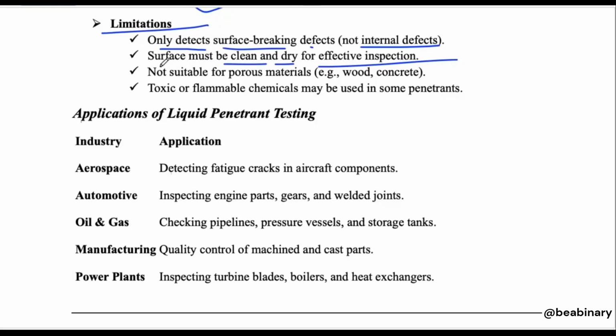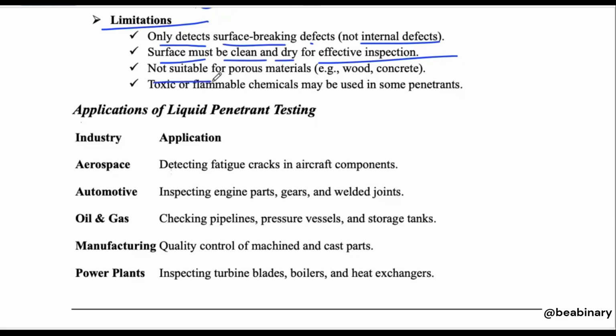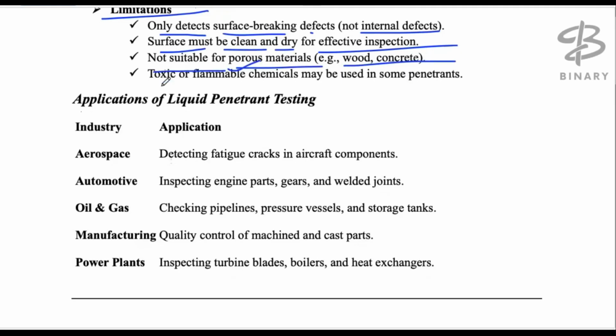So surface must be clean. Not suitable for porous materials, for example wood or concrete. For porous material it is not recommended because it is not suitable. Toxic or flammable chemicals may be used in some penetrants. Toxic and flammable chemicals can also be used as penetrants in these techniques.